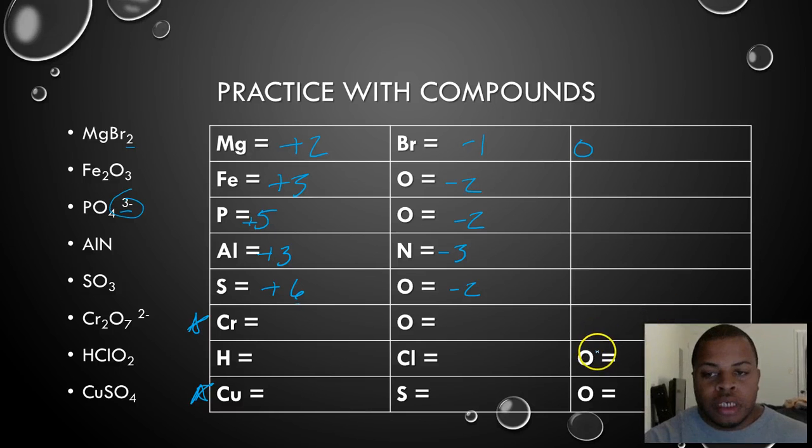Hypochlorous acid, sorry. So we know that our oxygen is still going to be -2. That part's not going to change. And we have to look at how the other ones are actually going to fare in order to block this off or to even it out.